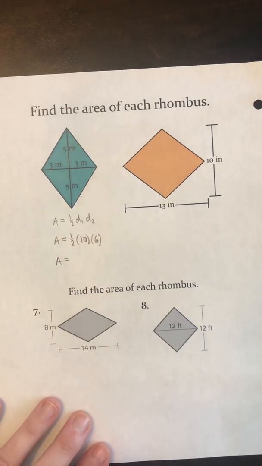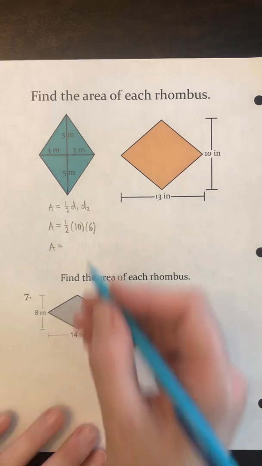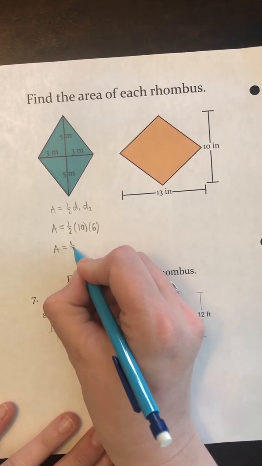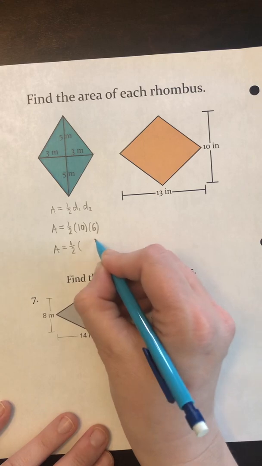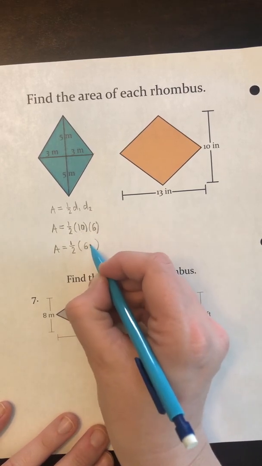So when you have these numbers, you can multiply them in any order that you want. I know a lot of times students don't like fractions as much as I do. So if you want, you can save the fraction for the end, and you can start by multiplying 10 times 6, which is 60.